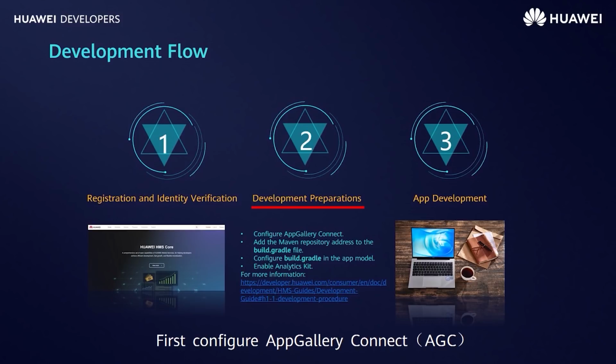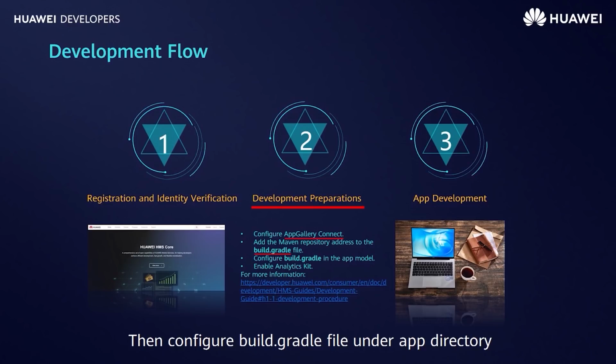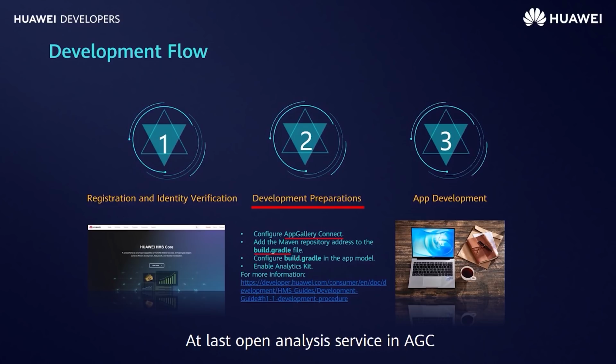First, configure App Gallery Connect. Then, add Huawei Maven warehouse to build Gradle file of the item. Then, configure build Gradle file under app directory. At last, open analysis service in AGC. Please see the specific steps in the official website of Huawei developer below.